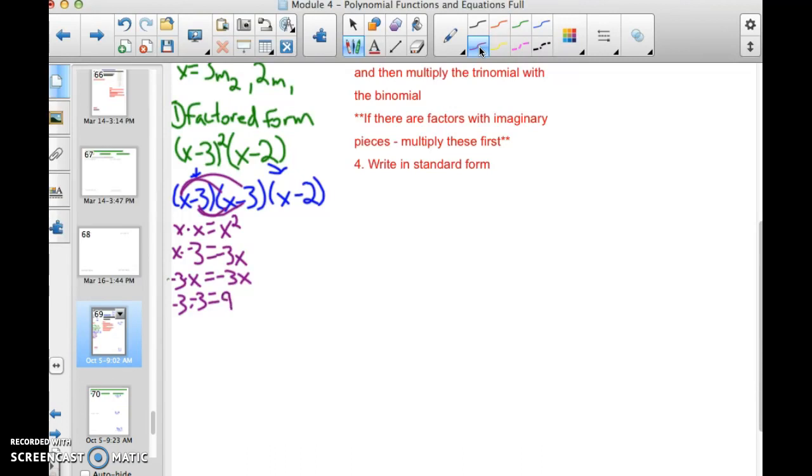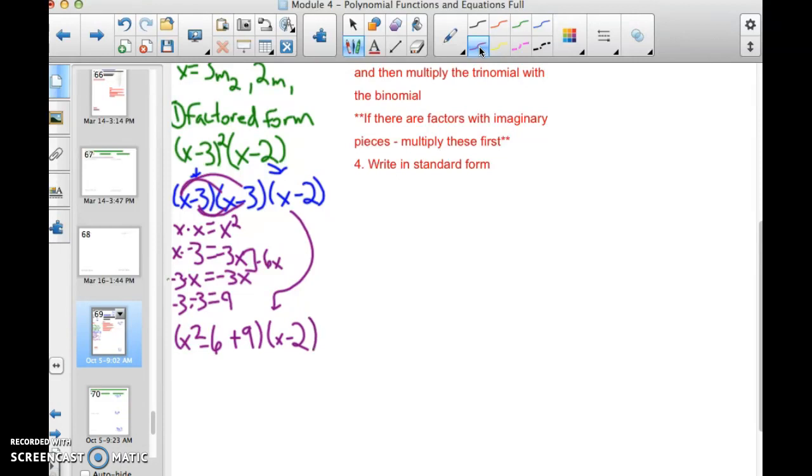At this point, I have 2 terms to combine: negative 3x and negative 3x. And that'll give me my final trinomial of x squared minus 6x, that was a minus 6x when I combine those like terms, and then plus 9. I didn't touch that x minus 2, so I'm just going to drop it down.